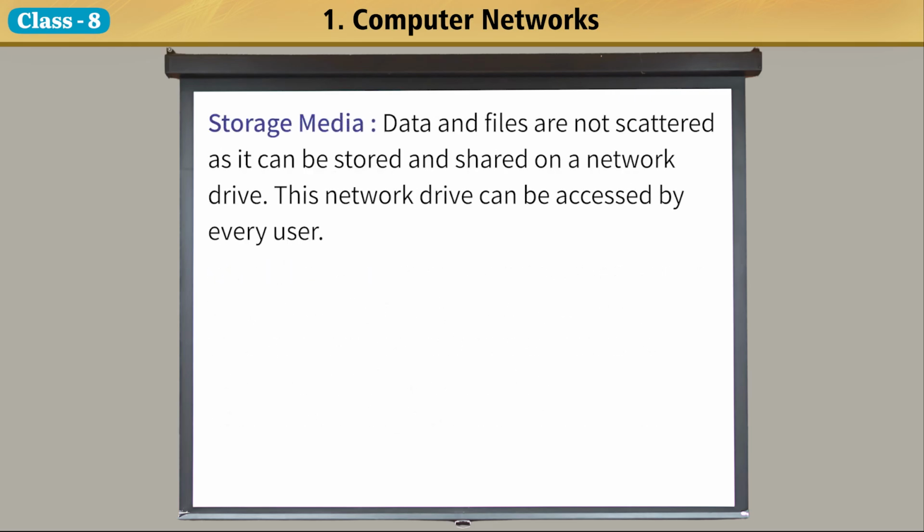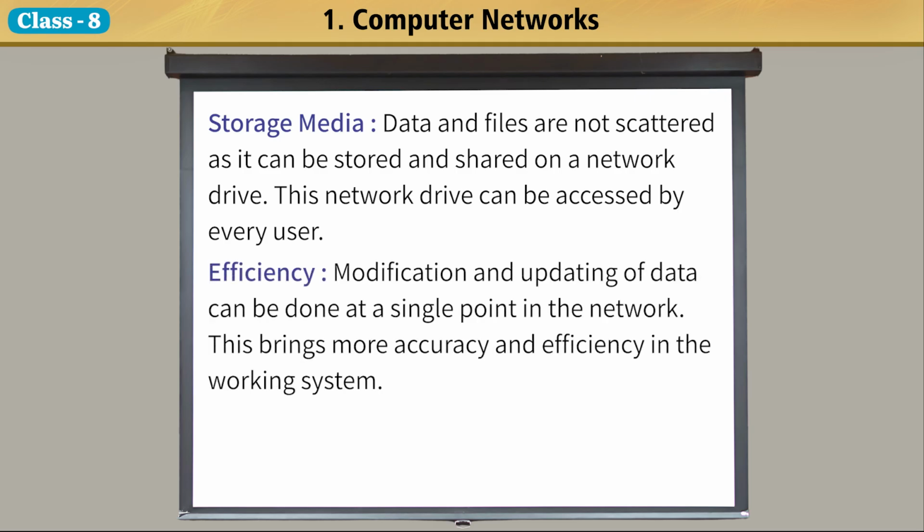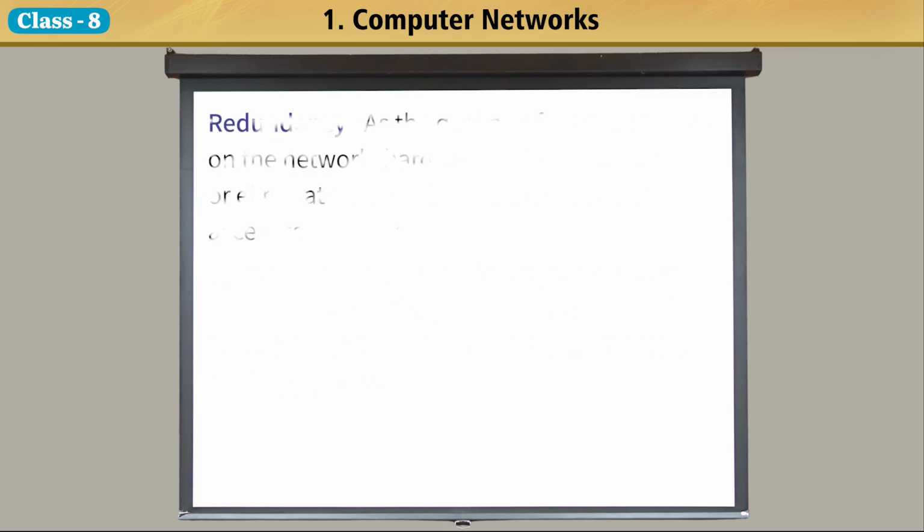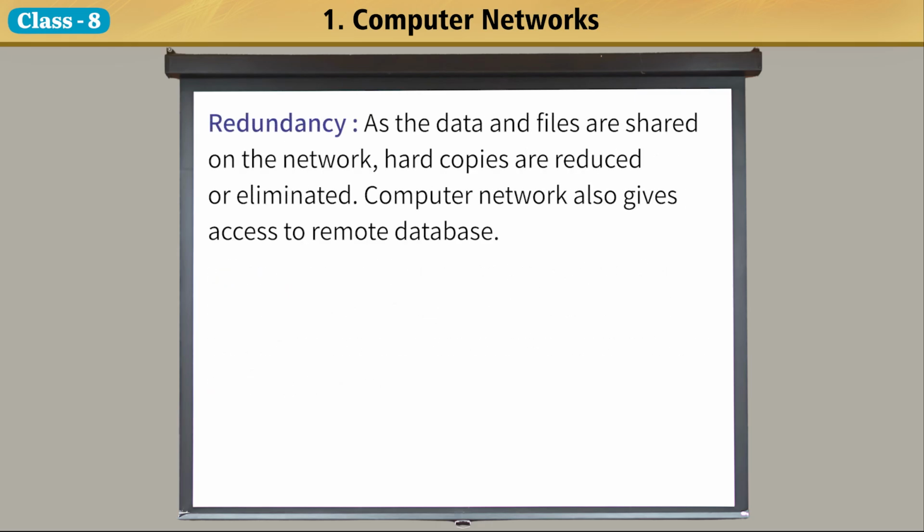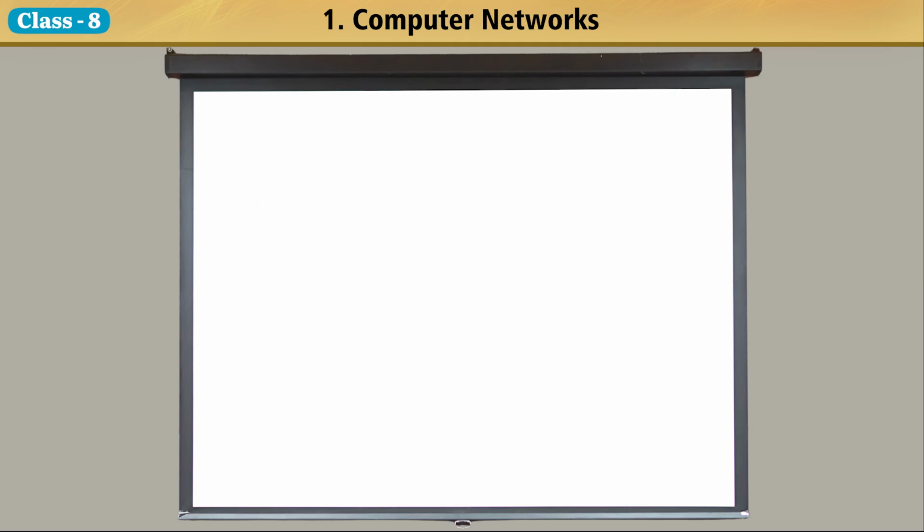Storage media, data and files are not scattered as they can be stored and shared on a network drive. This network drive can be accessed by every user. Efficiency, modification and updating of data can be done at a single point in the network. This brings more accuracy and efficiency in the working system. Redundancy. As the data and files are shared on the network, hard copies are reduced or eliminated. Computer network also gives access to remote databases.